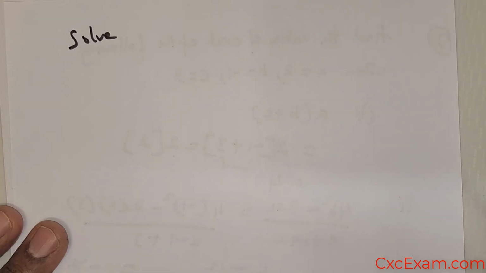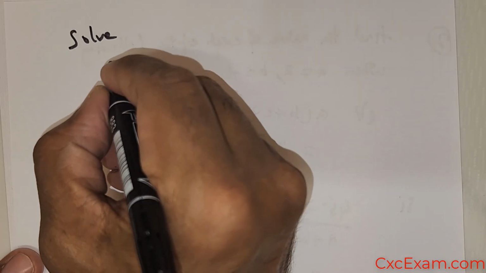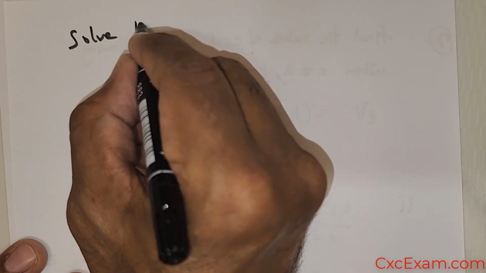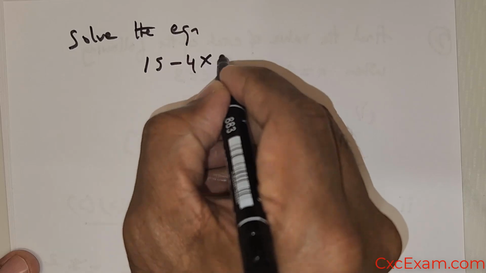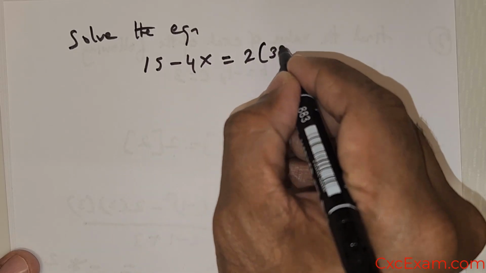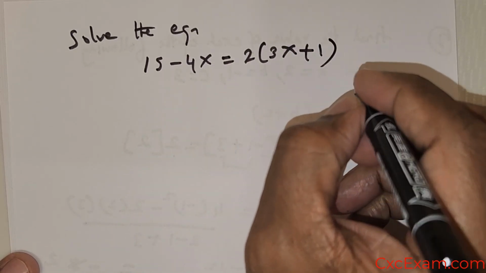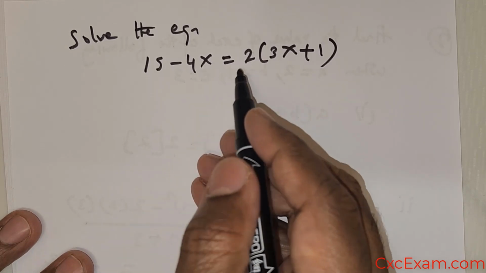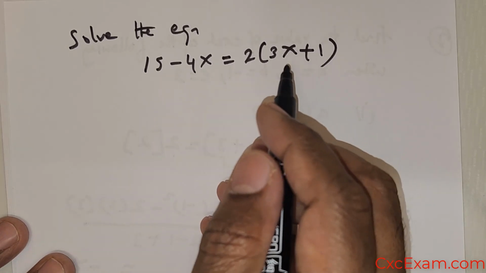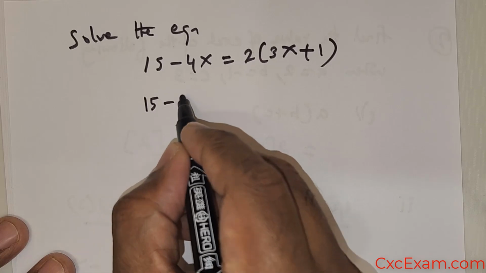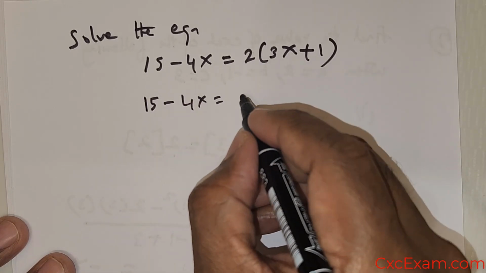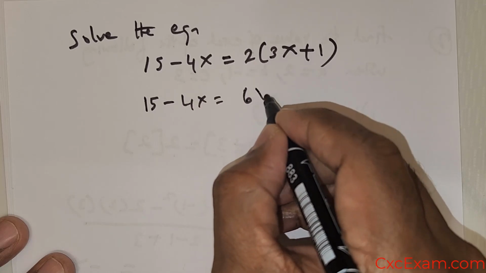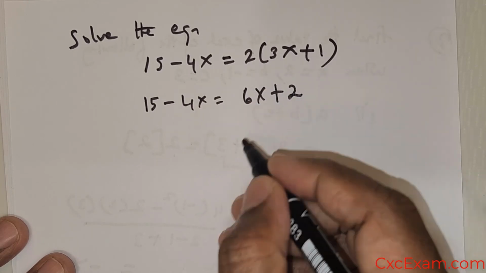So let's move on. Now we are expected to solve this equation. Solve the equation 15 negative 4 times x is equal to 2 times of 3 times x positive 1. Foremost, bring all the x on the left and the numbers on the right hand side. So this is 15 negative 4x. You distribute this 2 throughout. So 2 times 3x is 6x. 2 times 1 is 2.